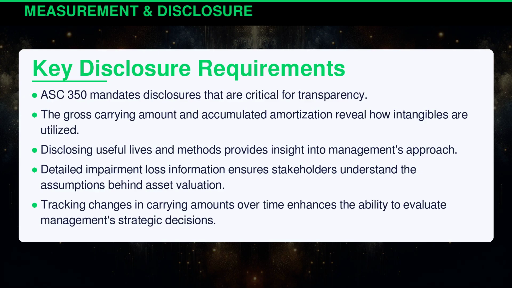ASC 350 mandates disclosures that are critical for transparency. The gross carrying amount and accumulated amortization reveal how intangibles are utilized. Disclosing useful lives and methods provides insight into management's approach. Detailed impairment loss information ensures stakeholders understand the assumptions behind asset valuation. Tracking changes in carrying amounts over time enhances the ability to evaluate management's strategic decisions.